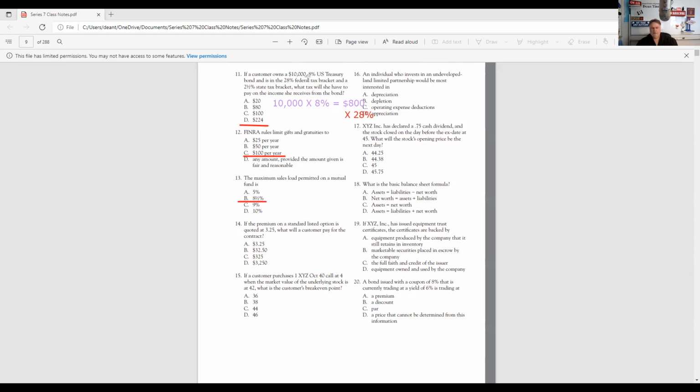14, the premium on an option contract is 3.25. So hopefully you're getting good at this. So remember that's 3.25 for a contract that governs 100 shares. So that's $325.